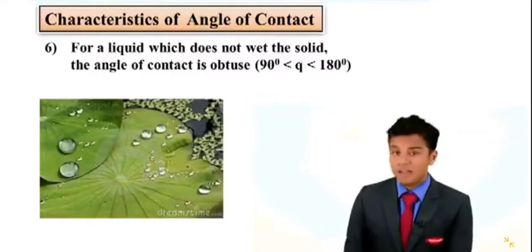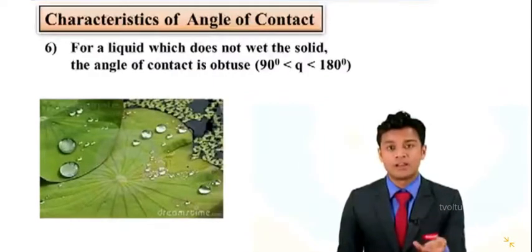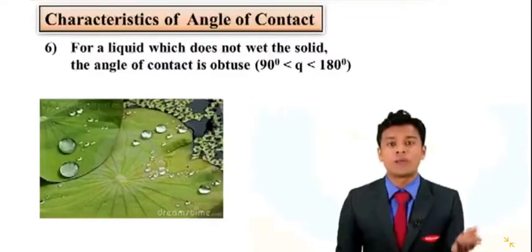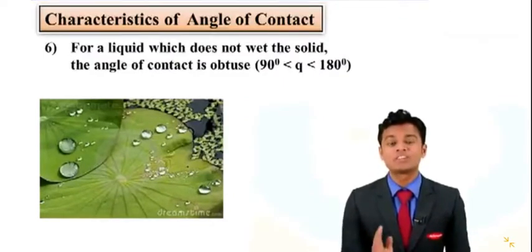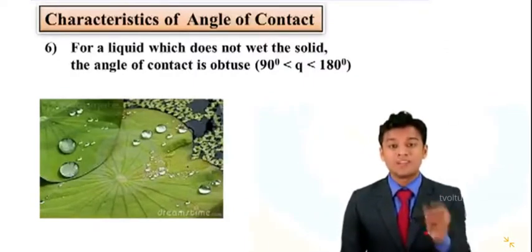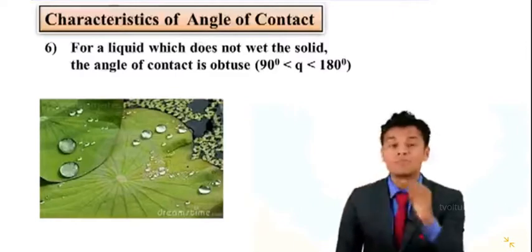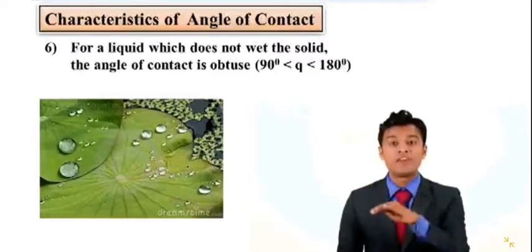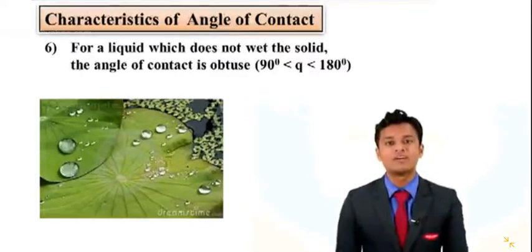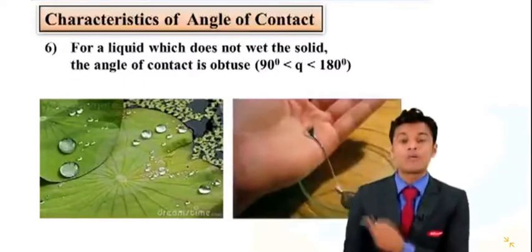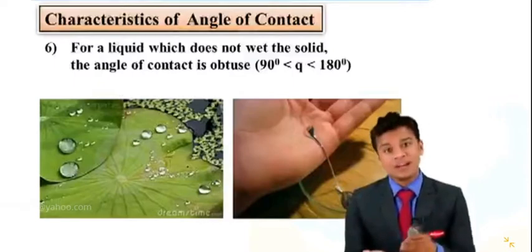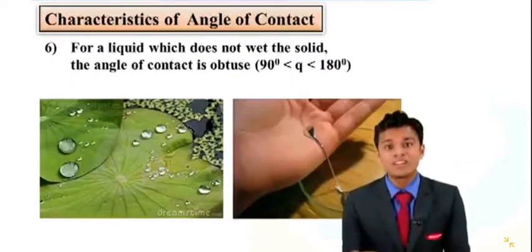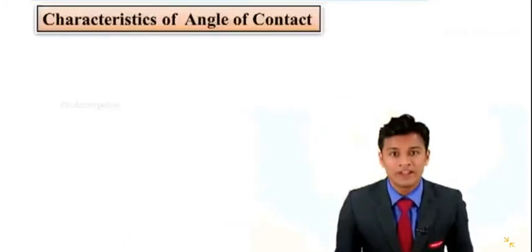If you talk about this, we have some water droplets on a petal. The moment you rinse the water droplet out, the petal will not be wet anymore. So I say that for a liquid which does not wet the solid, the angle of contact is obtuse. That means the drop which is there on the petal is more spherical. If it would have been a flat drop, it would have partially wetted the solid. If you talk about mercury in your hand, the shape of the mercury is spherical. So if you rinse it out, your hand will no more be wet.